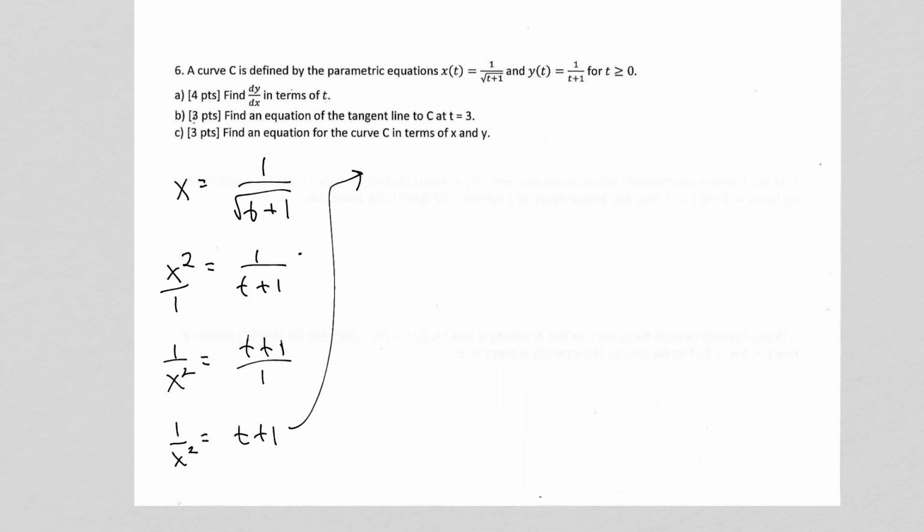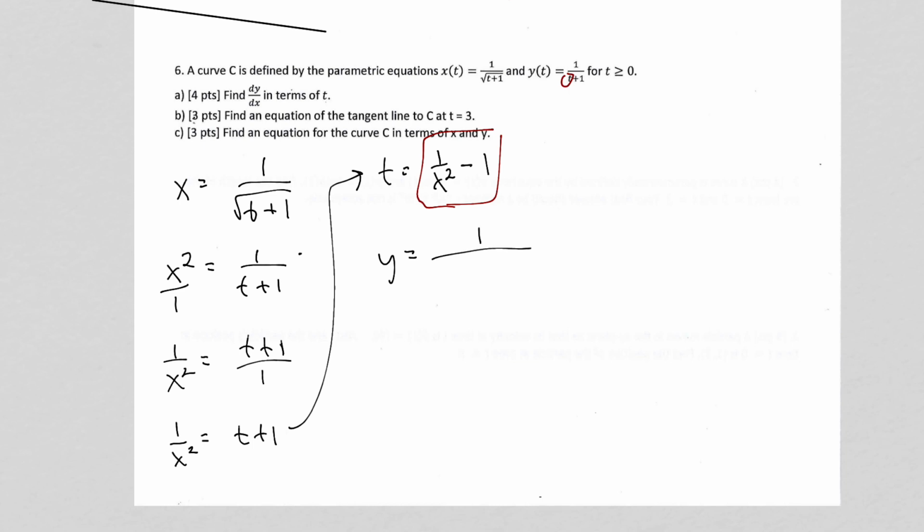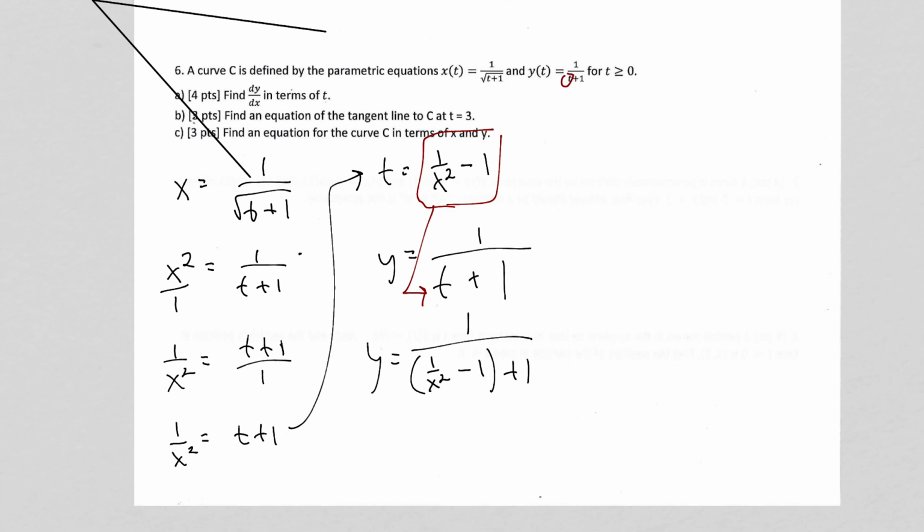The last step there is going to be to solve for t, and I'm going to switch which sides of the equation these are on. So I get t equals 1 over x squared minus 1. From there, this is going to replace the t that's right there. So I will write y is equal to 1 over t plus 1. The t is going to get replaced with this right here. So I get y equals 1 over (1 over x squared minus 1) plus 1.